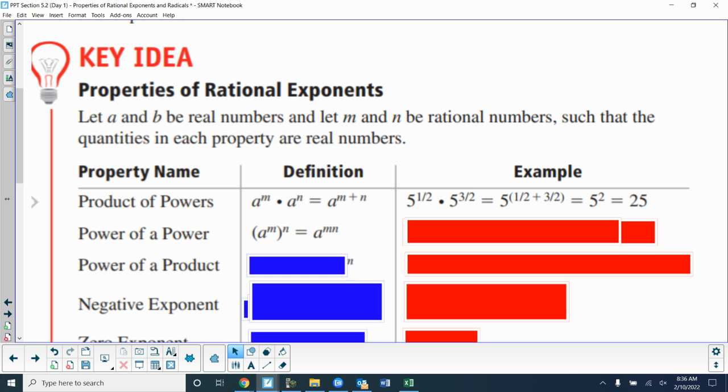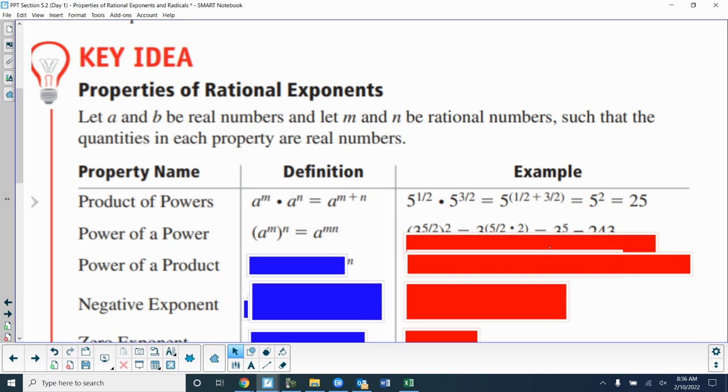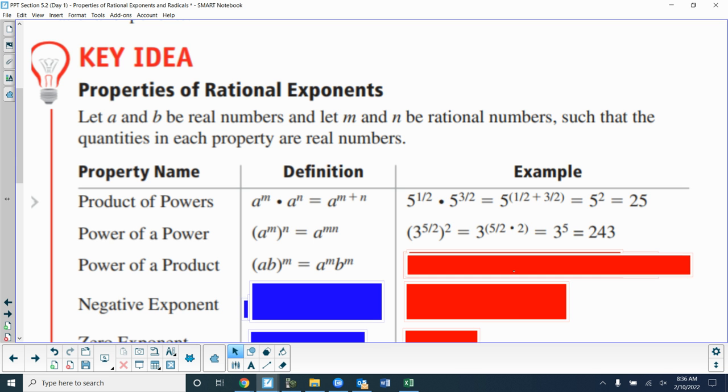Okay? Power of a product. You got a power inside and a power outside, right? Product means to do what? Multiply. So we're going to multiply the two exponents when it looks like this. So 5/2 times 2 is 10/2, which is 5. So then it's 3 to the 5th, 243. Again, you could put these in your calculator. If you've got a product inside the parentheses, that means to raise everything inside to that power.